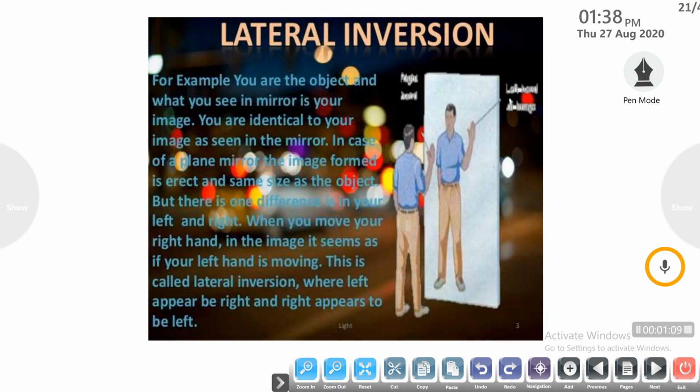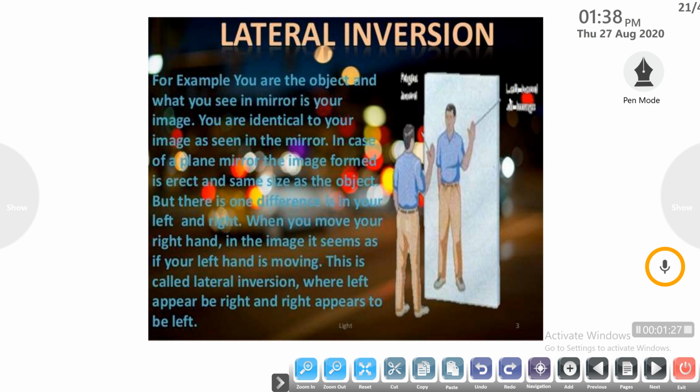Next is lateral inversion. What is lateral inversion? As the name indicates, when the left appears to be right and the right appears to be left, we call this lateral inversion. Let us understand this with the help of an activity.